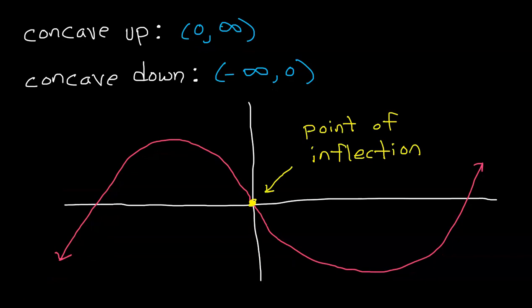Let me toss in a vocabulary word right here. The point where the function changes from being concave down to concave up is called a point of inflection.